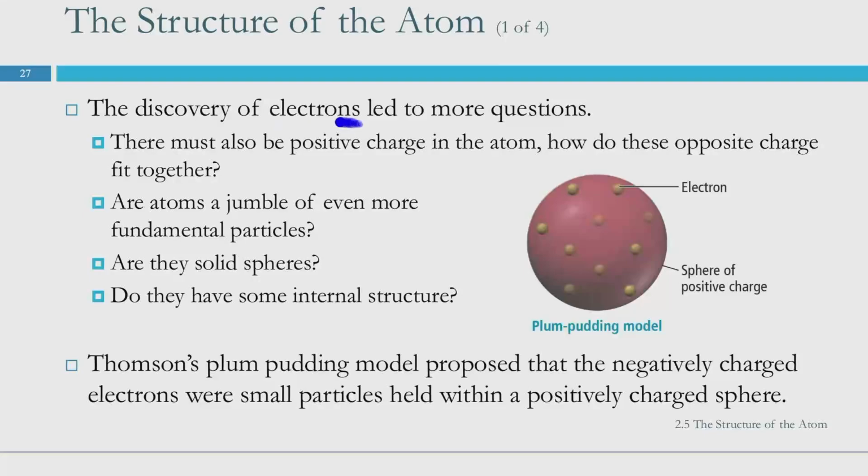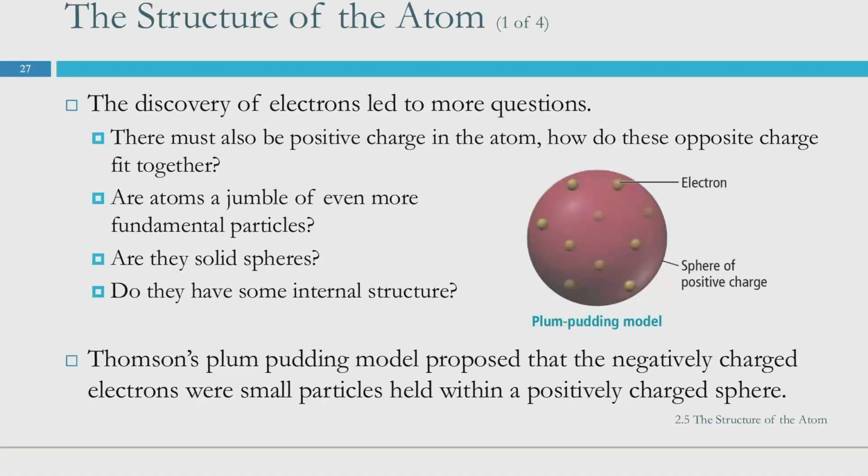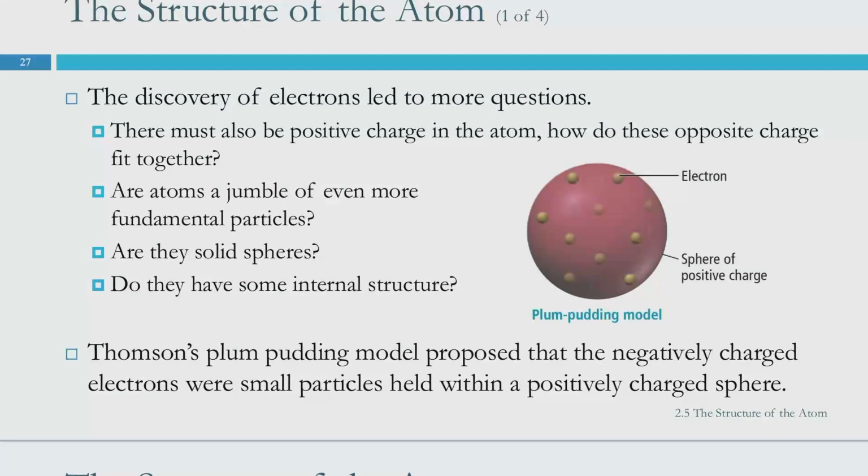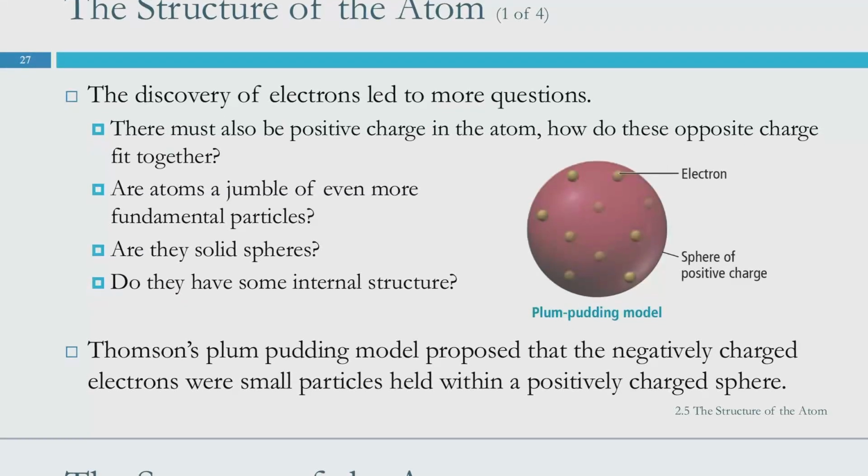So if there's negatively charged electrons in there, if it was just negatively charged electrons, they would just all scatter because they would be repelled from each other. They would be repelling other electrons. So that means that there has to be some positive charge in the atom. So how do we mix these positive and negative charges into our atom? Are they solid spheres? Do they have some sort of structure? And so what J.J. Thomson came up with is this plum pudding model, Thomson's plum pudding model.